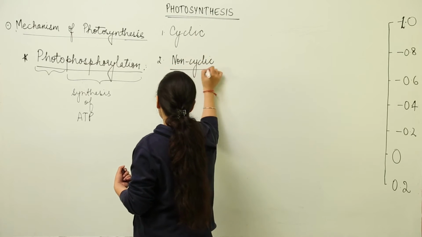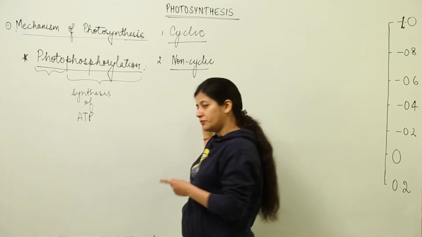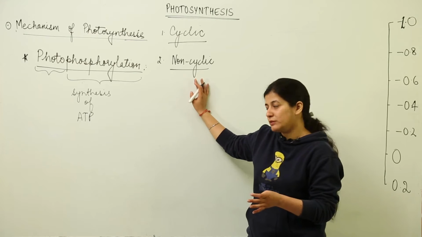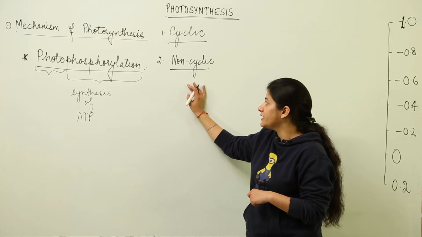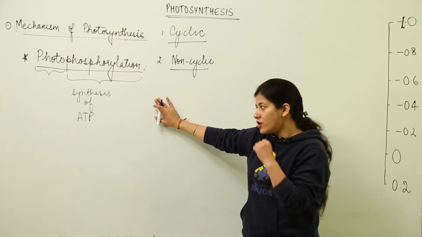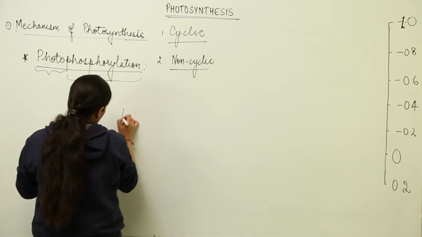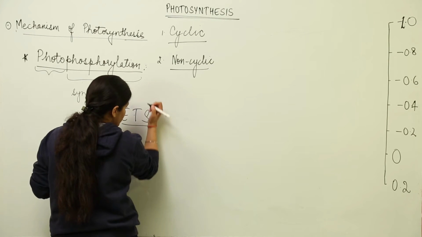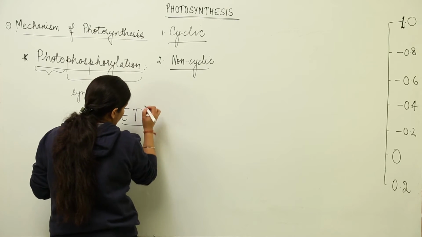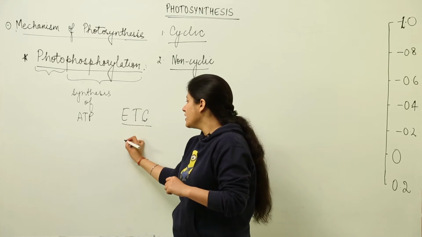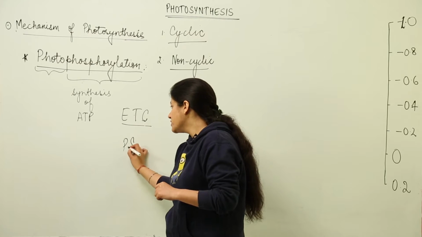So in this lesson we are going to talk about the process of cyclic photophosphorylation. The second lesson would be talking about the non-cyclic one, where there would be formation of ATP, and of course it would involve what you have studied in the previous lesson, that is the electron transport system or the electron transport chain, where the electron is excited from the respective photosystem.